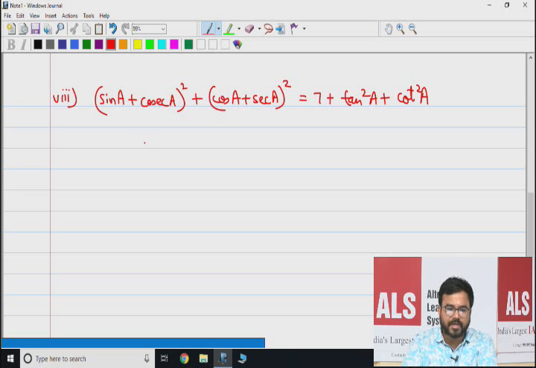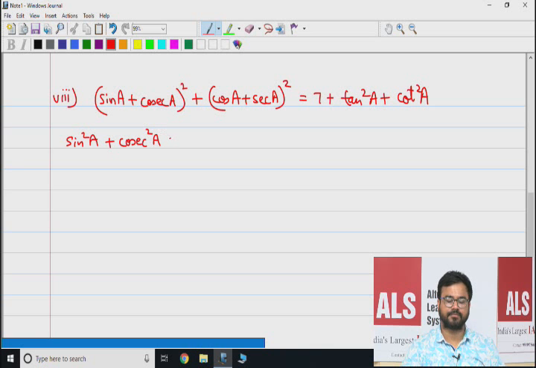What we can do, we can see the left hand side is in the form of (a plus b) whole square, two such things. So we can simplify by opening the parenthesis using the identity of (a plus b) whole square, which is nothing but a square plus 2ab plus b square. So here (sin A plus cosec A) whole square can be opened as sin square A plus cosec square A plus 2 sin A cosec A.